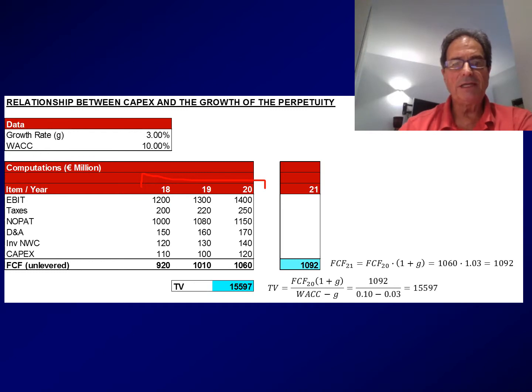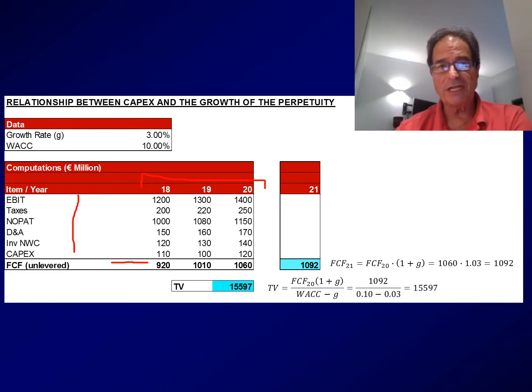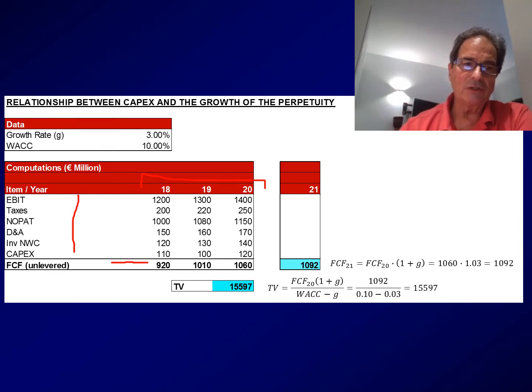We obtain the unlevered free cash flow for these 3 years in the following way, just by taking EBIT for each year, which is earnings before interest and taxes. Then we subtract the taxes, and then we obtain what is called NOPAT, net operating profit after taxes. And we will elaborate about this in particular later on.